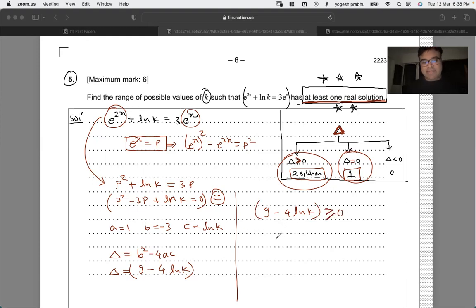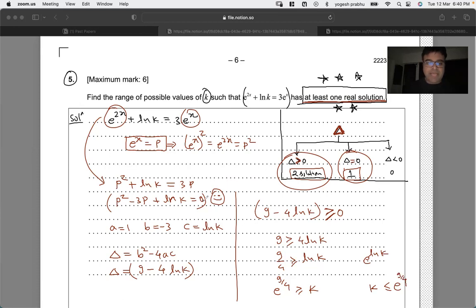Well, then you just have to simplify this. So you can just add 4 ln k on both sides. You get 9 is greater than or equal to 4 ln k. And divide by 4 on both sides. So you get 9 over 4 is greater than or equal to ln k. You want to make k the subject. So you can raise this to e to the power 9 by 4. And then when you do that, see, look, e to the power ln k will just give you k, right? So that gives me k. So k has to be less than or equal to e to the power 9 over 4, right?